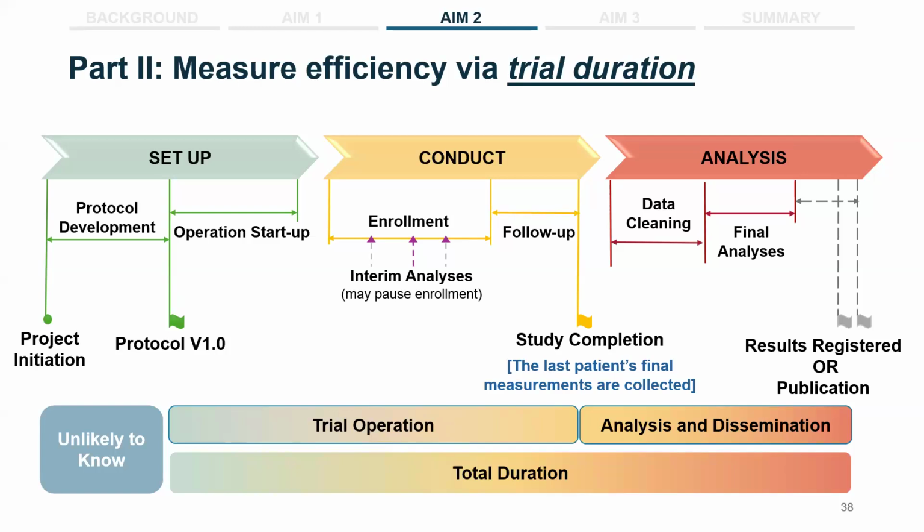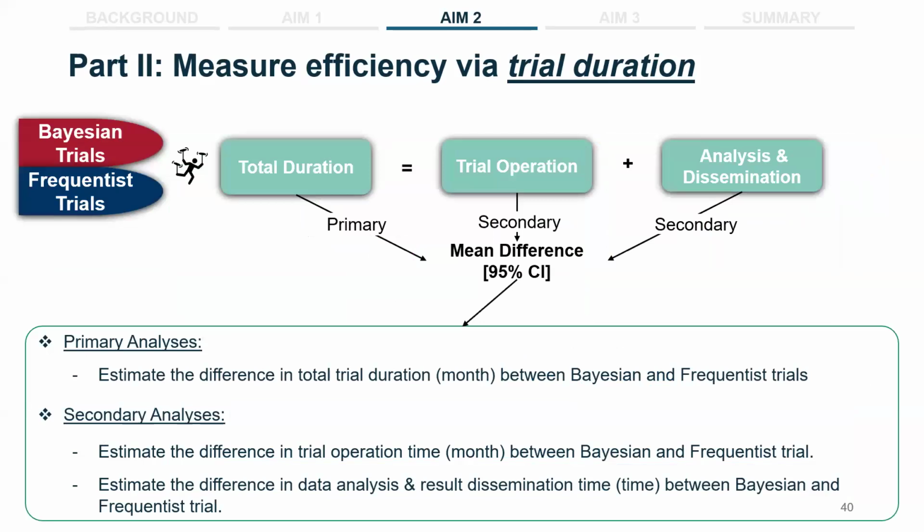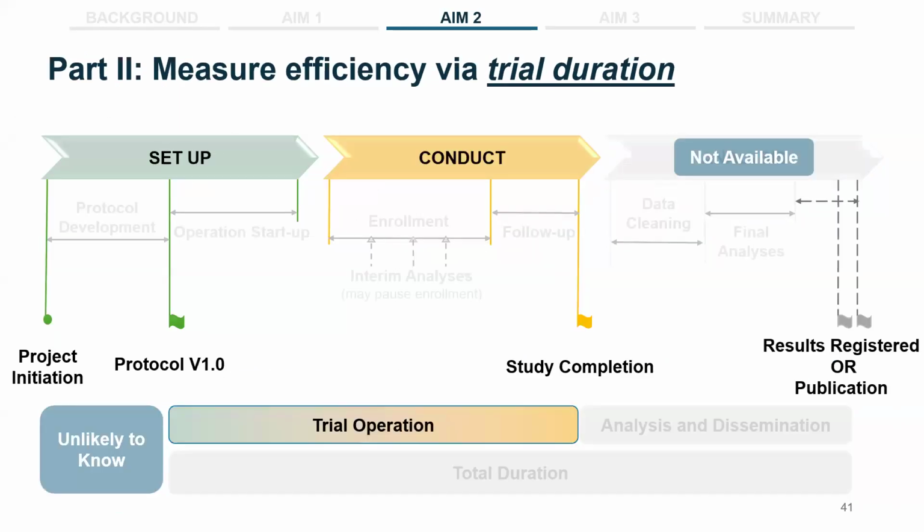After trial completion, we will also count the analysis and the publication time together as the analysis and dissemination time. We're going to look at the trial operation, analysis, and dissemination separately, and also add them together as the total trial duration. For all those 3 outcomes, we will estimate the mean difference in months and calculate its 95% confidence interval. For the trials whose results are not published anywhere, we will only look at the trial operation time.